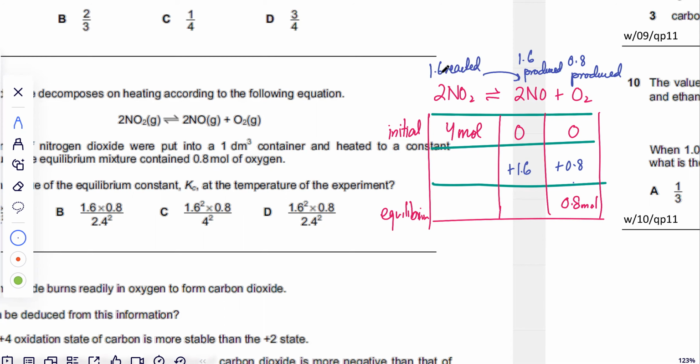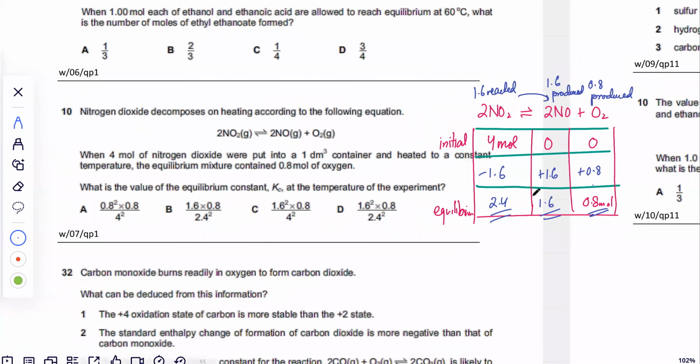If they reacted, they're gone. So out of the 4 moles, 1.6 is gone. What are you left with? You're left with 2.4. And what are the moles of NO? Initially you had no NO, and now 1.6 got produced, so you have exactly 1.6 moles. These are your equilibrium moles. Is this clear? So, Kosa, is this clear?